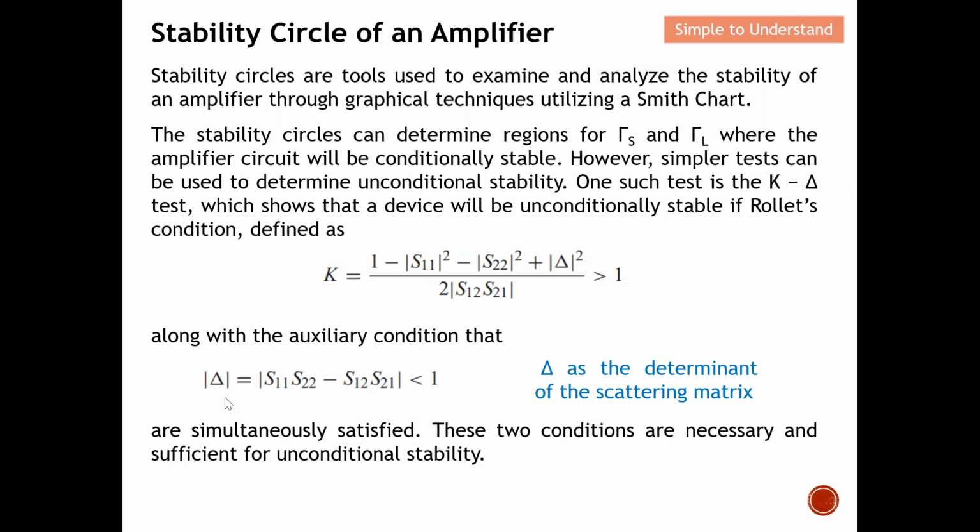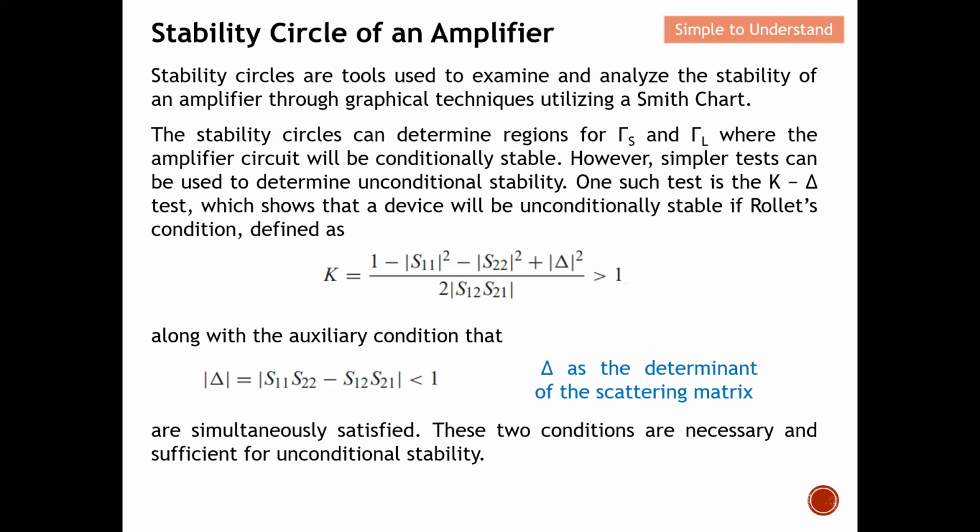Along with another condition, which is the determinant of the scattering matrix. Under this equation, if it is less than 1, and the two conditions are met, which means K is more than 1 and the determinant of the scattering matrix is less than 1, then the amplifier will be unconditionally stable. Keep this in mind: when K is more than 1 and the determinant of the scattering matrix is less than 1, the amplifier is unconditionally stable. Then we need not draw the stability circle at all, since the amplifier will always be stable.